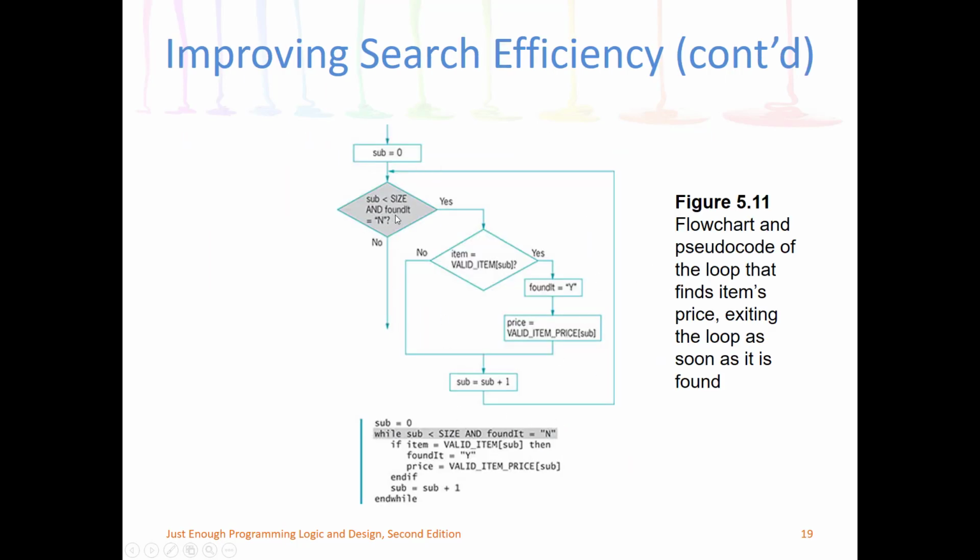Okay, so now they've got an and up here. As long as sub is less than size and the found it flag equals no, then you keep going. Once that found it flag is set to yes, that and is going to be false, even though sub is less than size, because both of these have to be true for this thing to be true. So that's one way to get out of it. There are other ways, okay, but that's one way to get out of it right there.